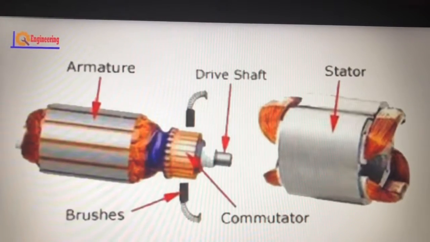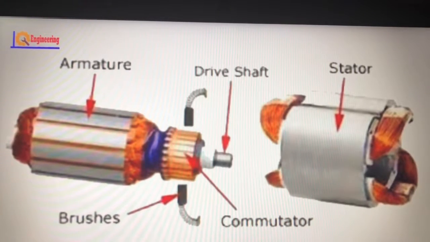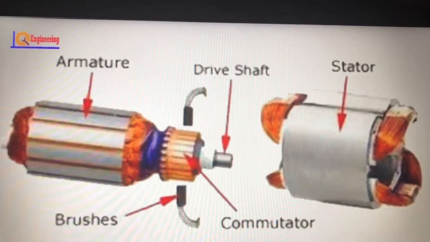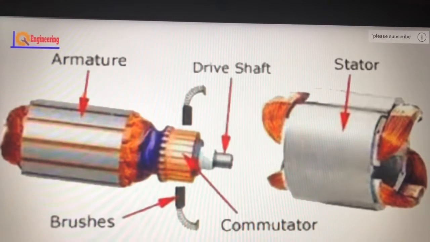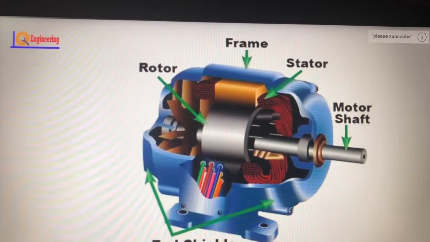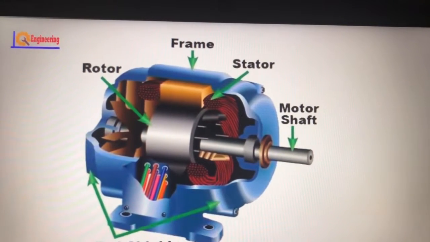DC wound field motors are constructed with brushes and a commutator, which add to the maintenance, limit the speed, and usually reduce the life expectancy compared to brushless DC motors. AC induction motors do not use brushes. They are very rugged and have a long life expectancy.